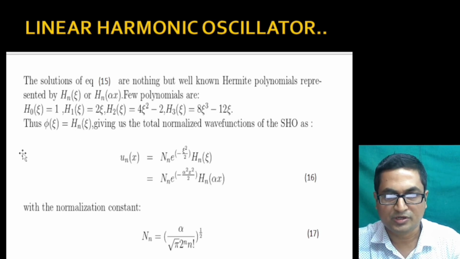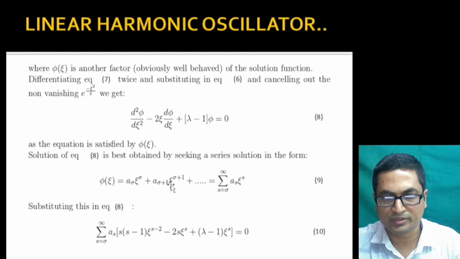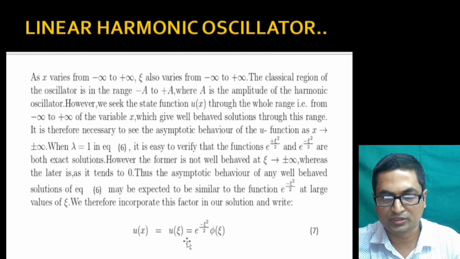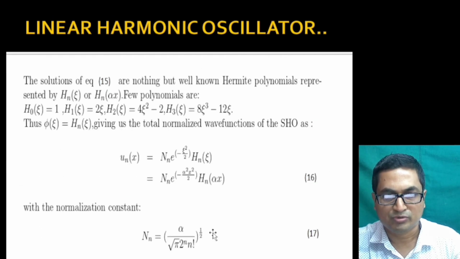And with this, our wave function, as from equation 7, is this one. u of x, or u of xi, is equal to e to the power minus xi squared by 2 into the Hermite polynomial Hn. Since we have to normalize the wave function, we normalize it, and after normalization, this is the total wave function for the linear harmonic oscillator.